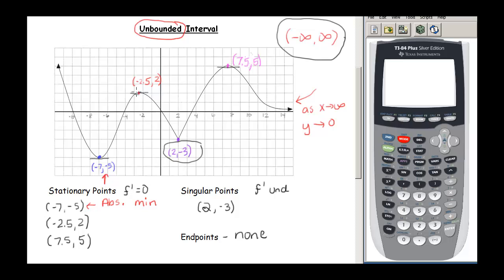So let's look at this next one, (-2.5, 2). Here, this looks like a high spot on our function, but clearly I have other higher y values. So this is a maximum, but it is only a relative max.